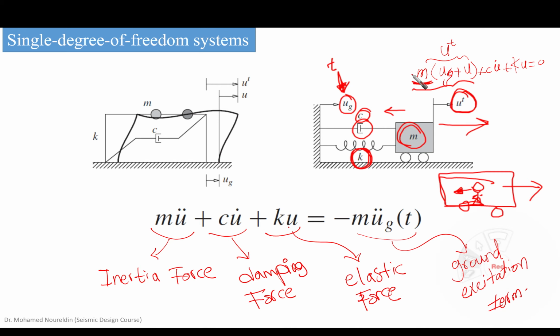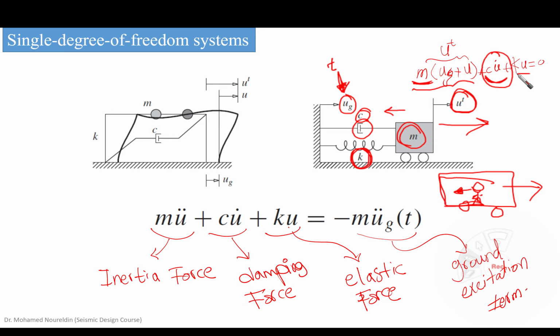So we have m times u total double dot, plus another term, which is the damping force, expressed through this link. So it is going to be C. We found that this damping force is proportional to the velocity of the system, so there is a coefficient called C that we can use in order to express this term, which is the damping term.